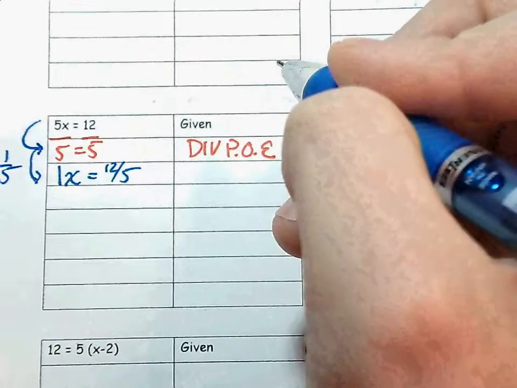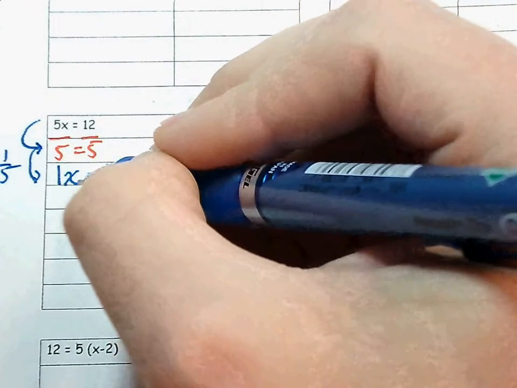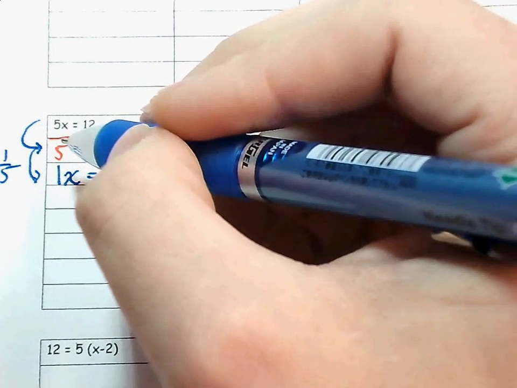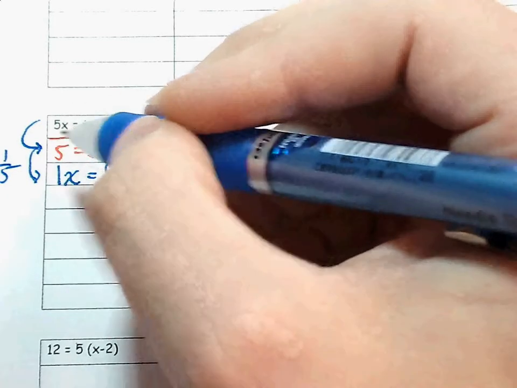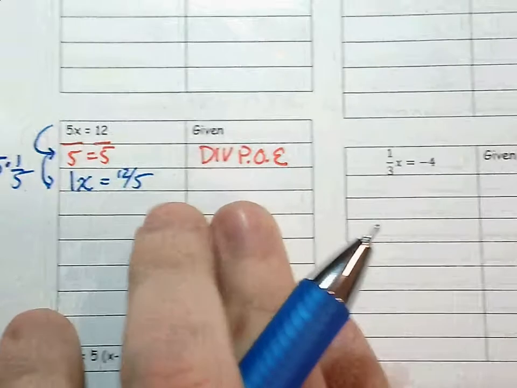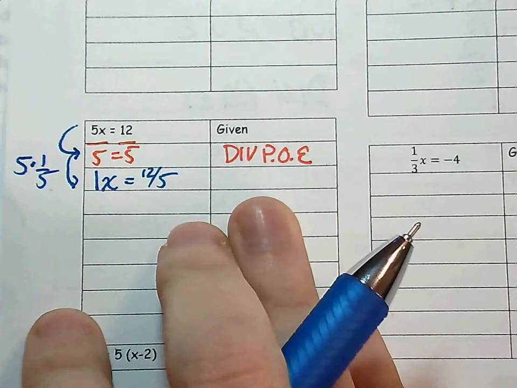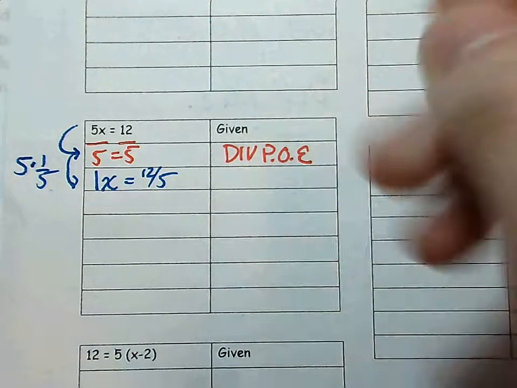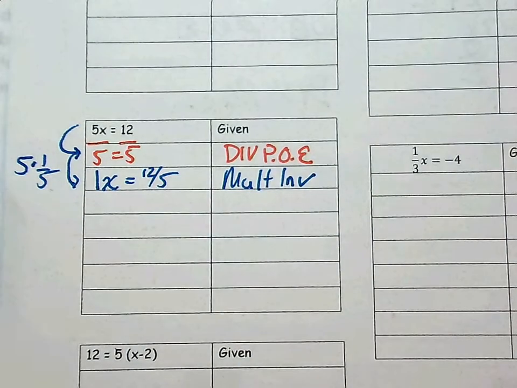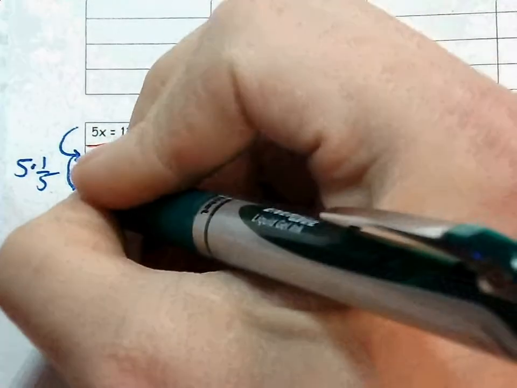But look at what's really happening here. What you really did is you said 5 times 1/5. That's what you did to get from here to here. 5 divided by 5, remember, when you divide fractions, what do you do? You flip the second one and multiply. And what tells me that a number times its reciprocal, right, KFC, what tells me that a number times its reciprocal is 1? The multiplicative inverse.